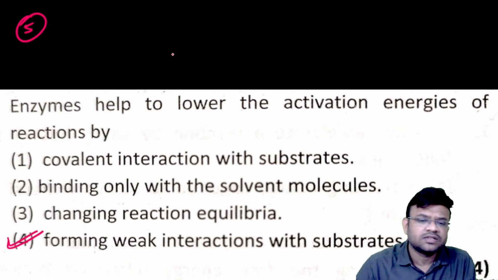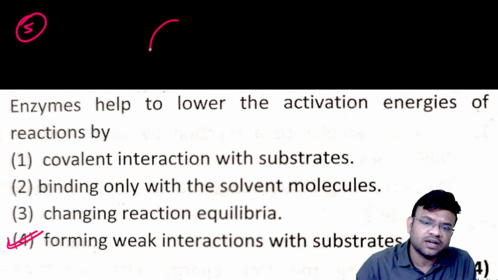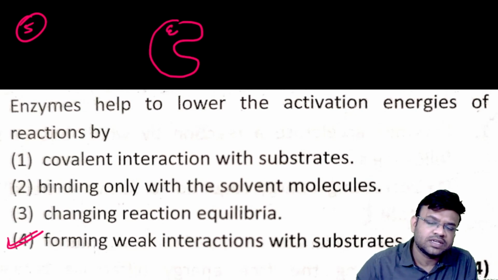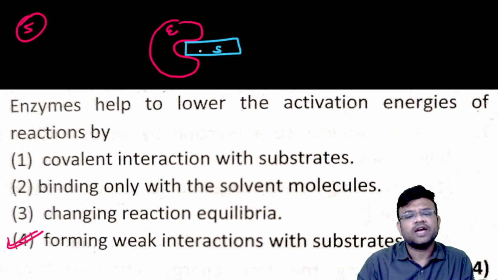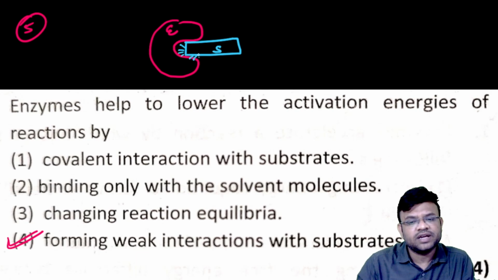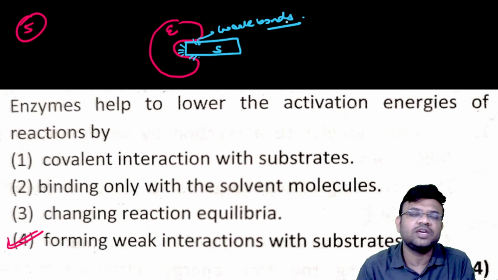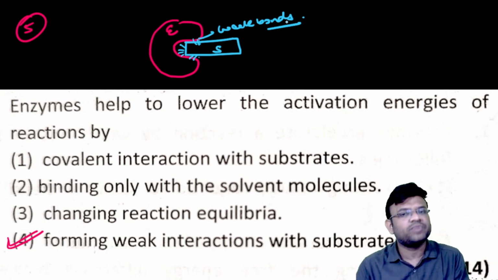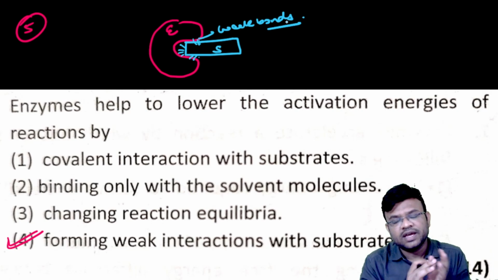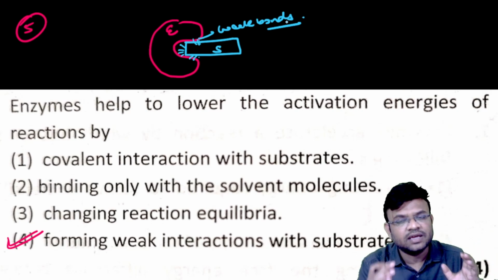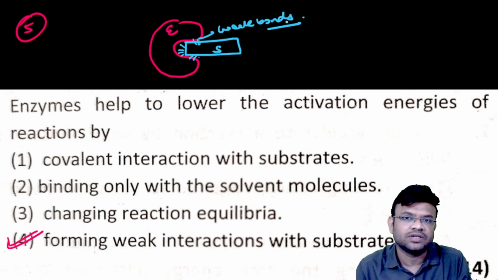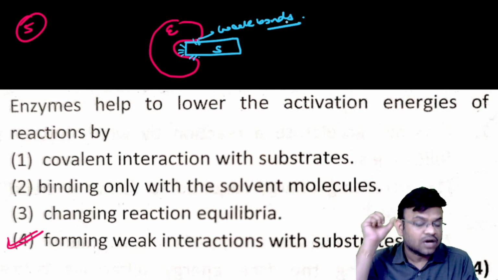Remember that when the substrate is interacting, let us say this is an enzyme, and let us say this is a substrate. Now actually what happens is the enzyme and substrate will be forming weak bonds between them. When the substrate approaches an enzyme, weak bonds form, and when these weak bonds break, there is energy that is dissipated. This energy is used to bring down the activation energy. So this is how the activation energy is decreased.